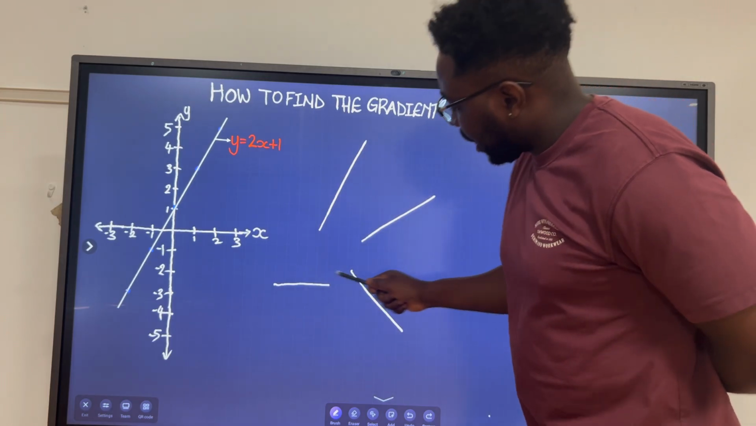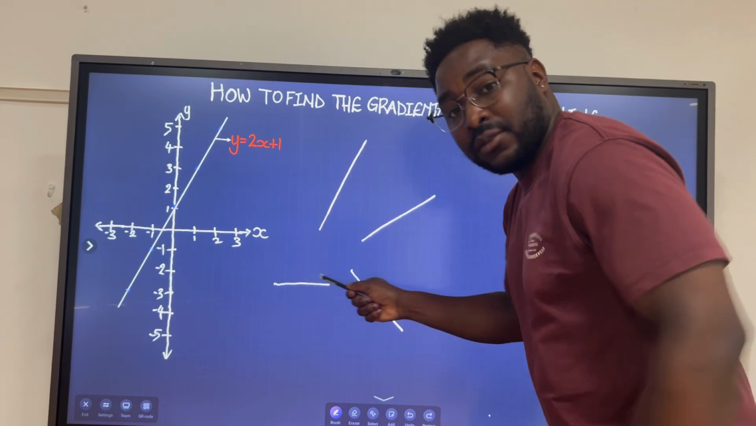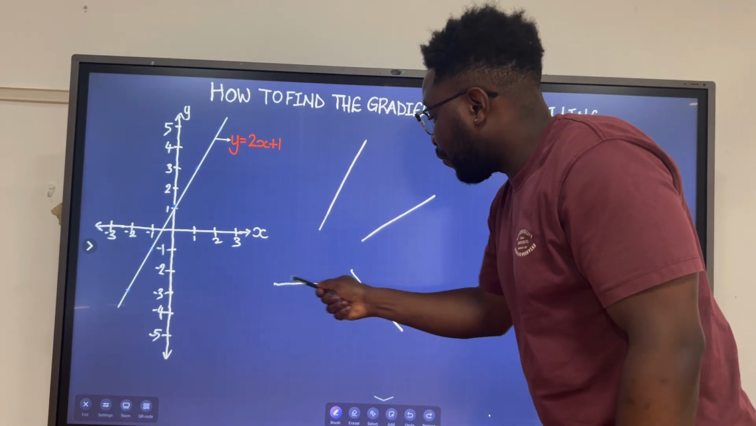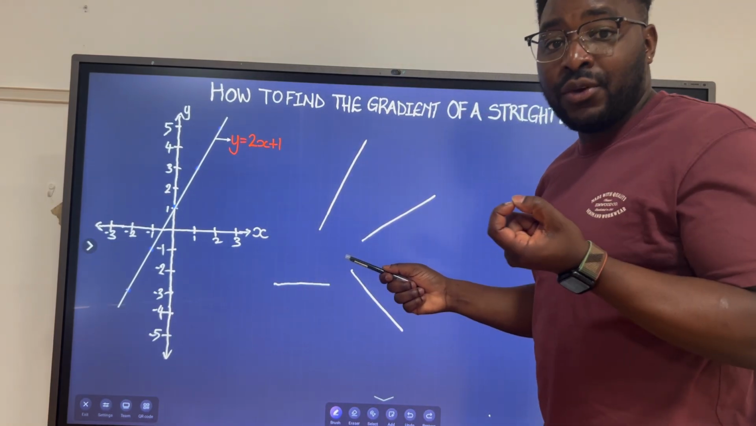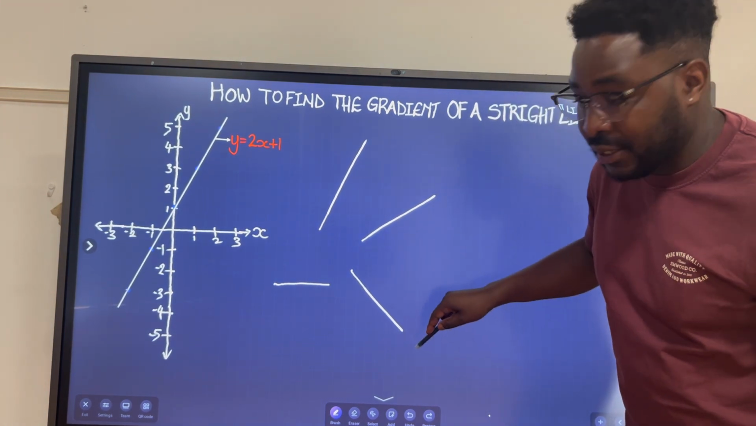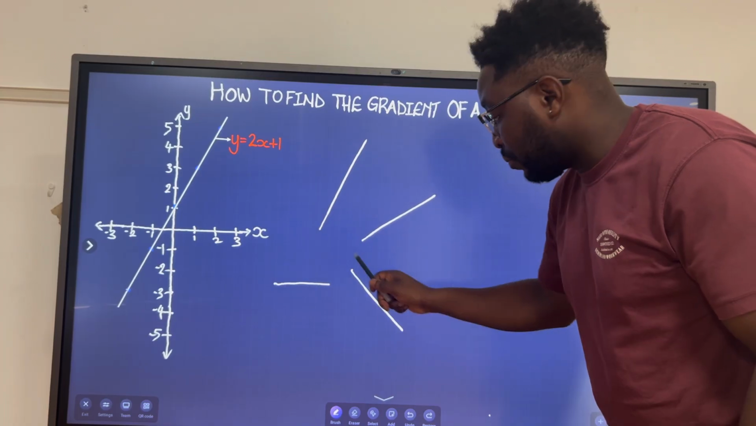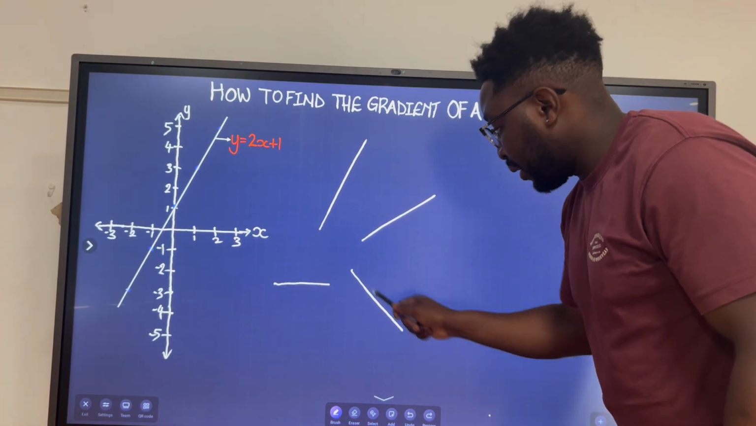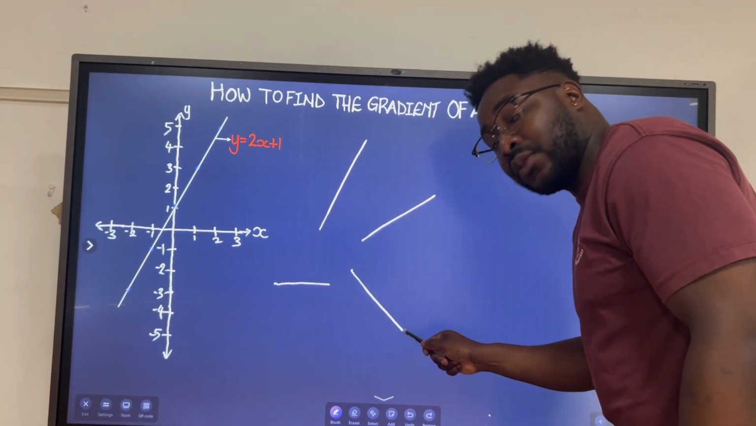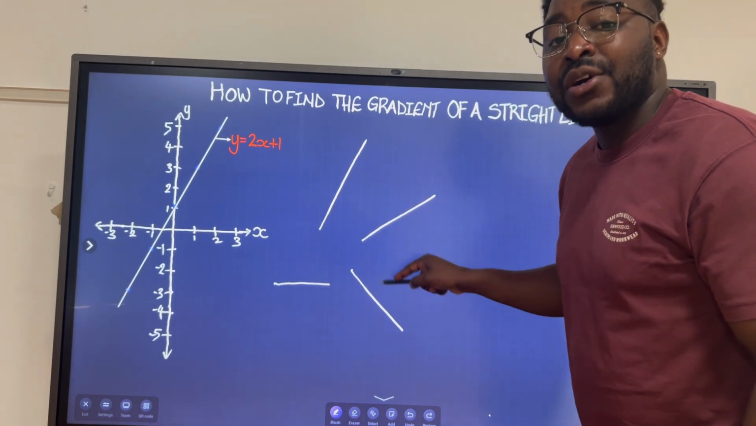Okay. So if we look at this flat line over here, it's flat, so our gradient over here will be 0, right? And then let's look at this line that's going down over here. See, it's going down as you move to the right, so that means it has a negative gradient.